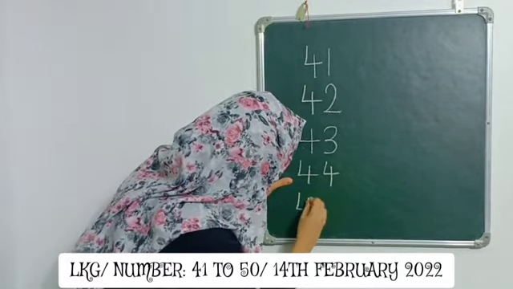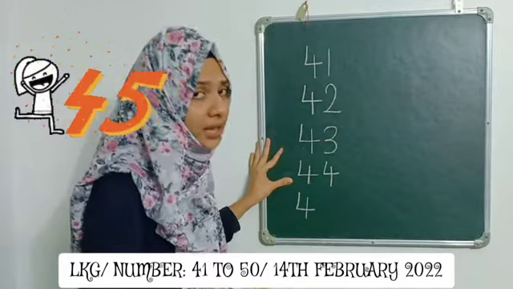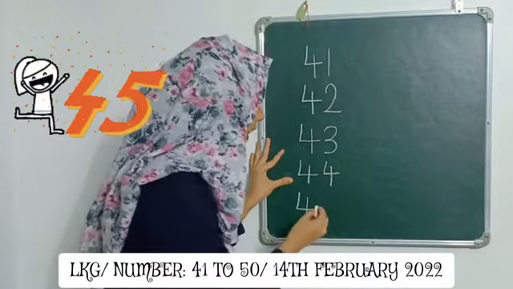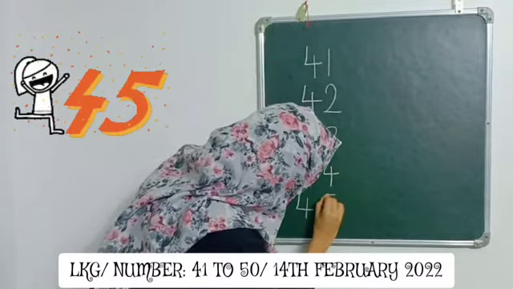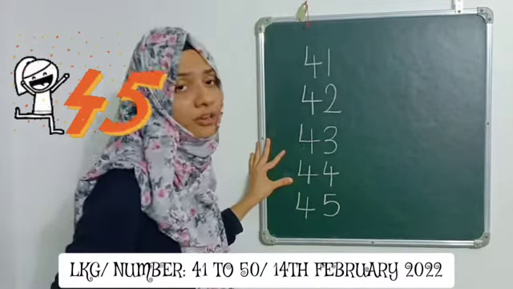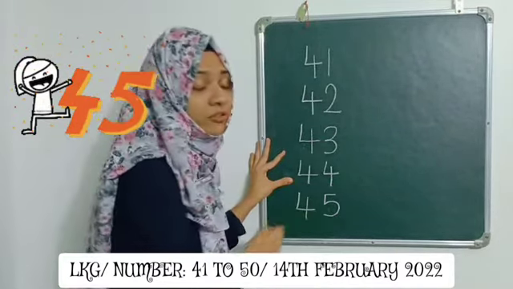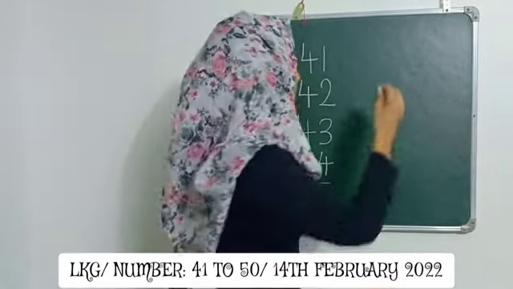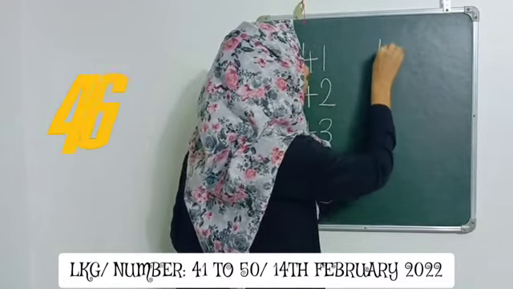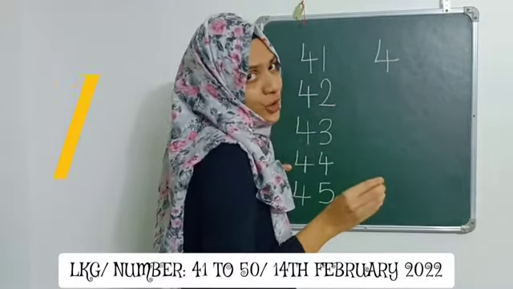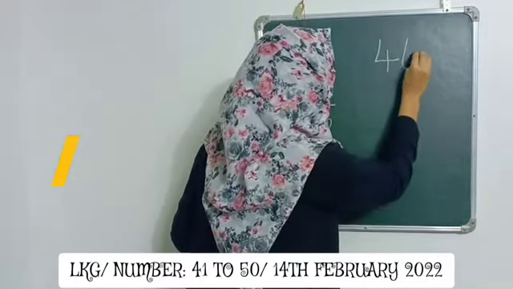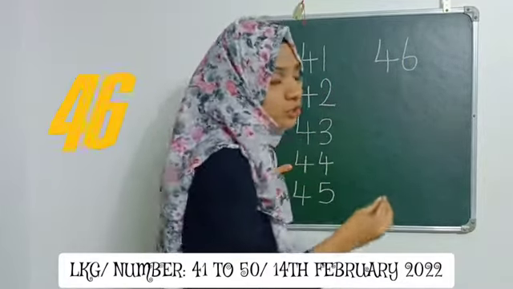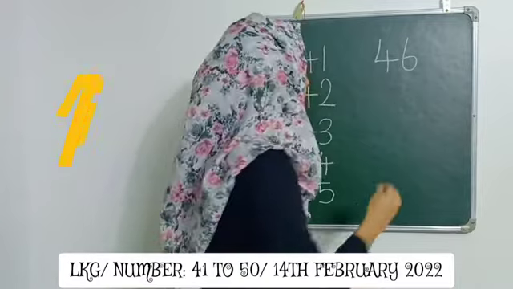The next number is 4. Then, which number comes after 4? Yes, 5. 4, 5, 45. Which number is next? 4, 7. No, no. 4, 6. 4, 6, 46. 4, 6 together, 46.